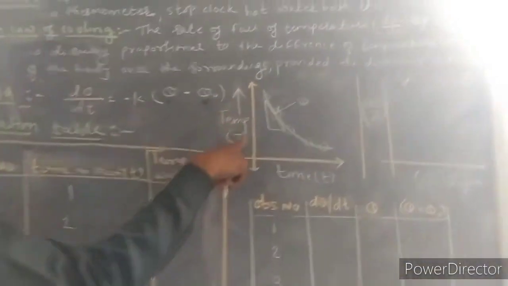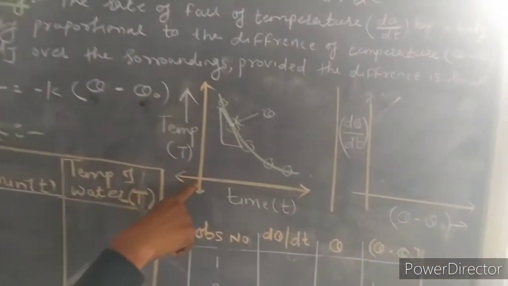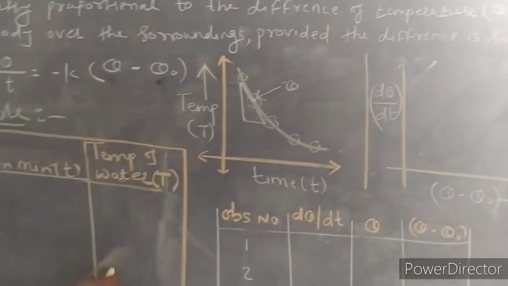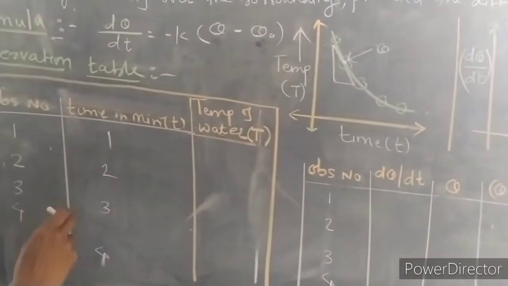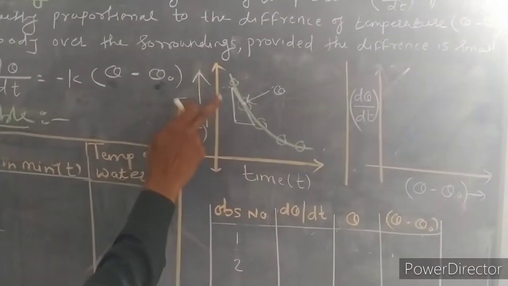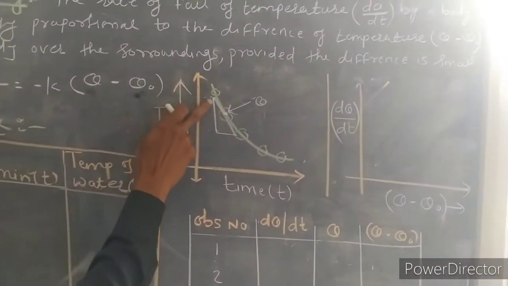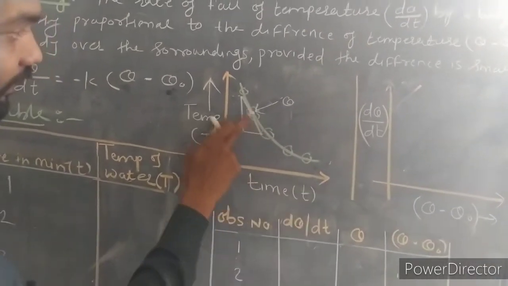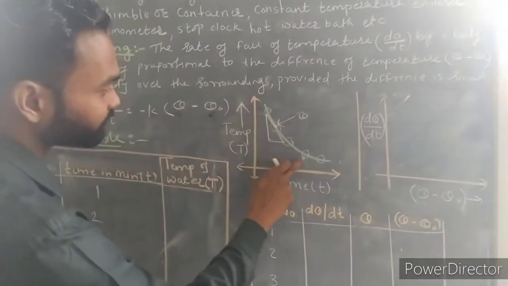So temperature on y-axis, time on x-axis. And if you plot this experimental data on a graph, the nature of the curve looks like this. As time increases, temperature decreases slowly.